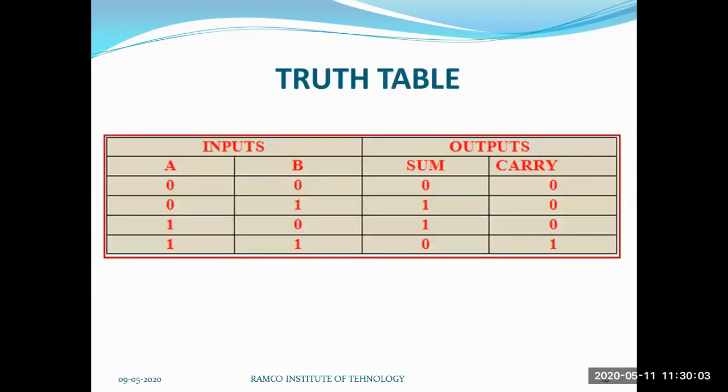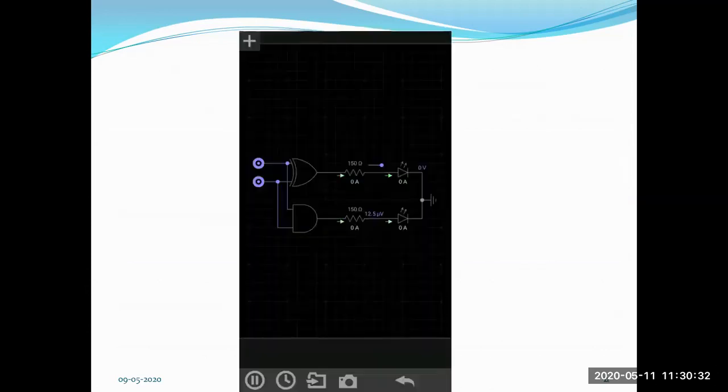So this is the truth table of a half adder circuit. You have inputs A and B and you have outputs sum and carry. When both the inputs are 0, your sum and carry is 0. When any one of the inputs is 1, your sum will be 1 and carry will be 0. When both the inputs are 1, your sum will be 0 and carry will be 1.